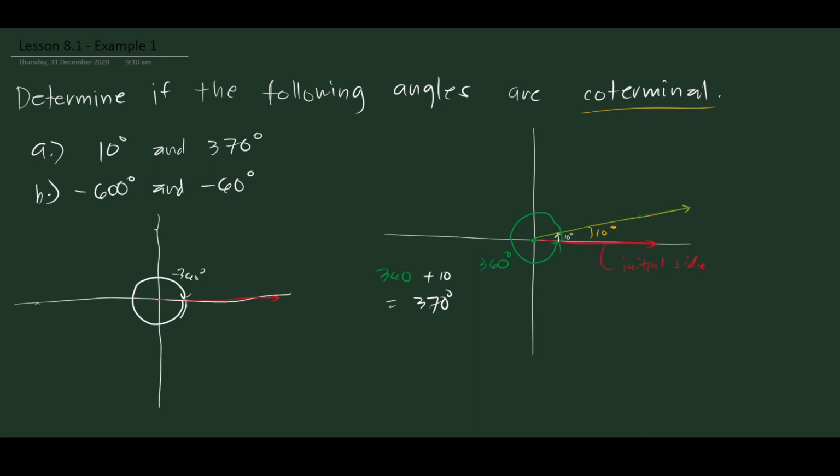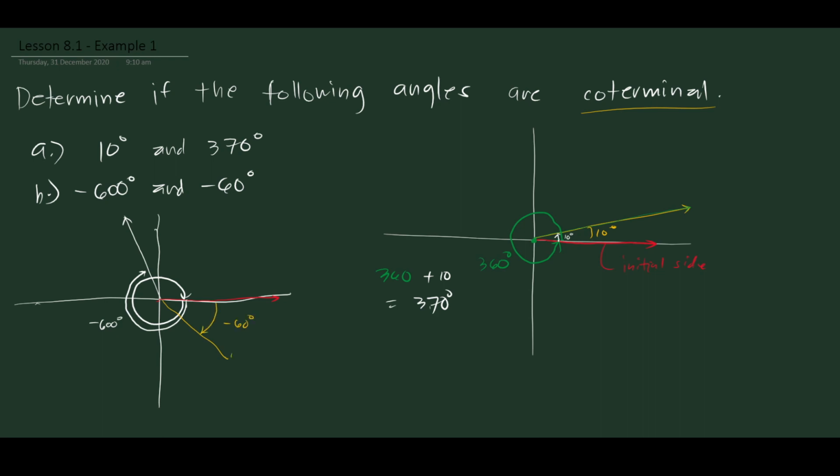So what is 240? Let's say we go around here, so estimate here. So let's say this is 240. Okay, so all in all, that is negative 600 degrees. And what about negative 60 degrees? Okay, so negative 60 degrees, from the initial side, that would be about here, right? So this is negative 60 degrees.